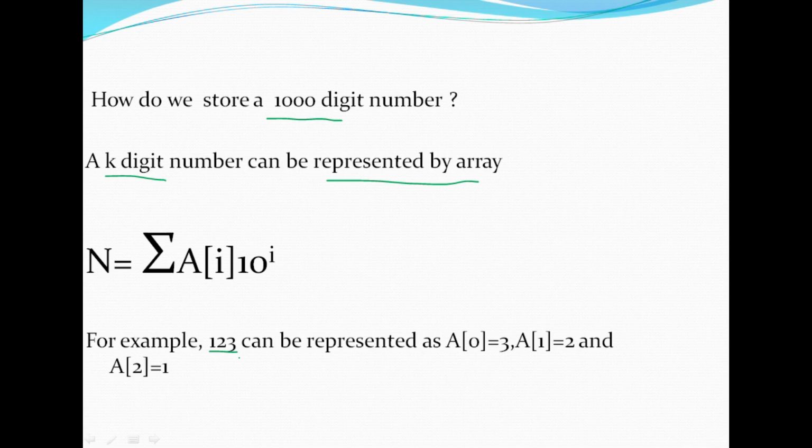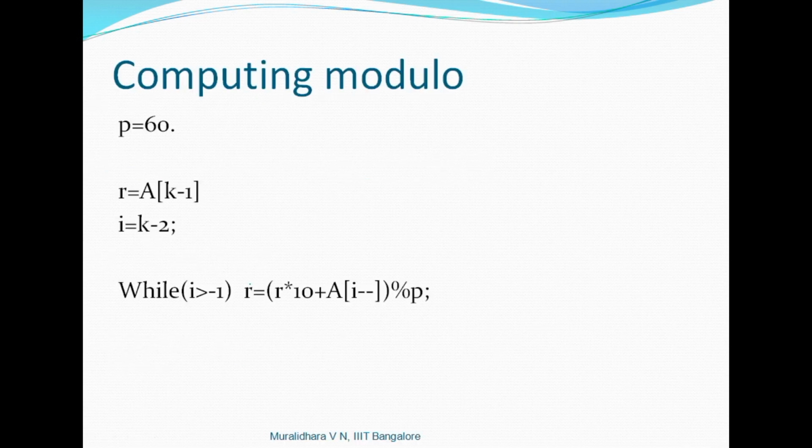But what we are interested in is the modulo operation. Modulo is also easy to compute. We want to compute modulo p, which happens to be 60 here. I start with the last number, so that is the remainder that I start with.